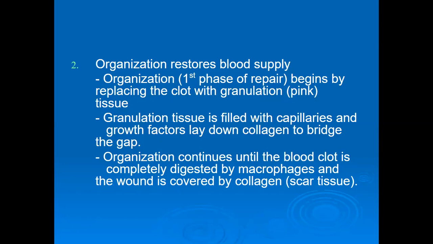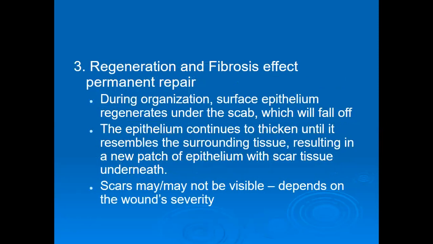So organization keeps on going until the blood clot is completely digested by macrophages and the wound is totally covered by collagen, which is also known as scar tissue. Now, the last part of tissue repair is regeneration, which means remaking or regrowing, and fibrosis, which is just a fancy way of saying scarring. And all of this is going to cause the permanent repair.